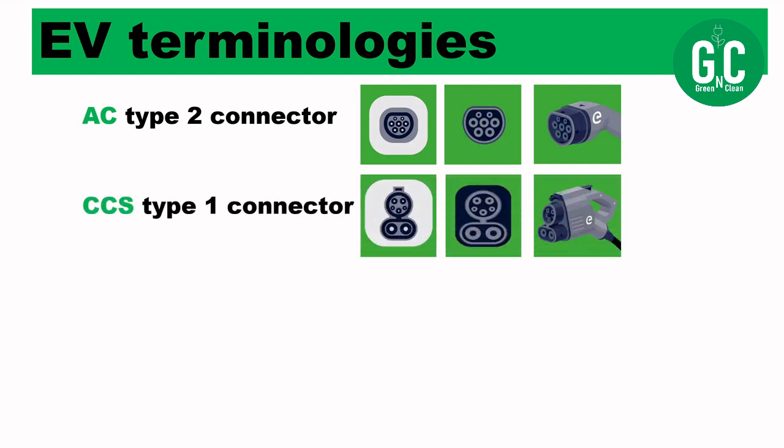Similarly, another type is the CCS type 1 connector. This is used for DC fast chargers. It's actually not used in India much. It's more of a US standard, and the plug looks like this, as you can see in the picture.